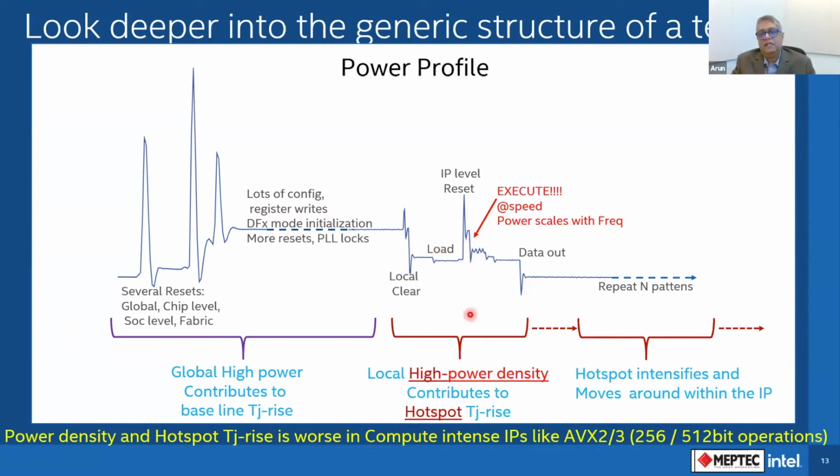These are high power density: the local cache load happens, then local IP reset happens, and then this is the execute. Even though the power consumed here looks like only 60%, this is the power density, as I was telling you: within 2 to 3 square millimeters of the hotspots, I could be dissipating 10 to 12 watts. And guess what? This is going to repeat 1,000 times, moving around the hotspot at different locations. So this is the anatomy of the pattern, and this is where we need to concentrate, okay?